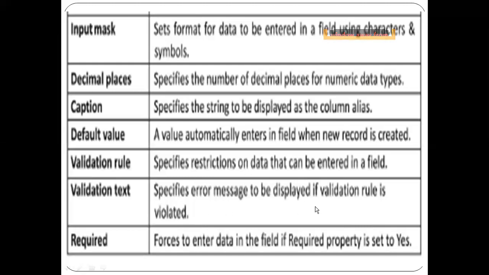Validation text specifies the error message to be displayed if the validation rule is violated. So suppose you have entered any symbol like an exclamation mark or a dot, which they have already said not to use. So at that time, what kind of error message should come? You can put it over here so that the user understands I am not supposed to use that. And the required property forces you to enter data in the field if it is set to yes. Like if you are married, then only fill this, otherwise don't fill it. If you are a child, please specify your marks, then only admission will be given. So at that time, you require it. Means if you want them to specify, you have to be very specific for that.